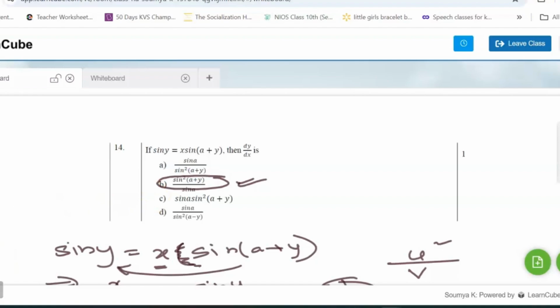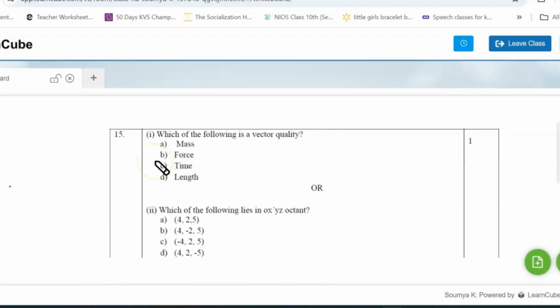Let's go further. Which of the following is a vector quantity? Again, 1 mark question only, and options are there. A vector quantity will have both magnitude and direction. Both things are there. So mass has magnitude, and so do time and length. If you see mass, time, and length, they will have only magnitude. Force will be applied in a direction. So that's why force is the correct answer.